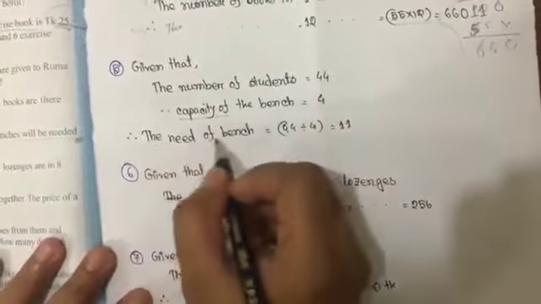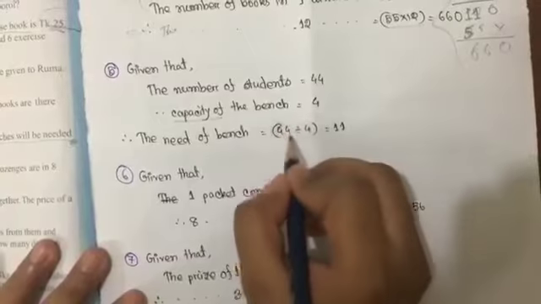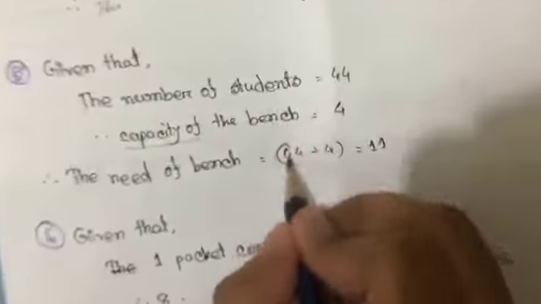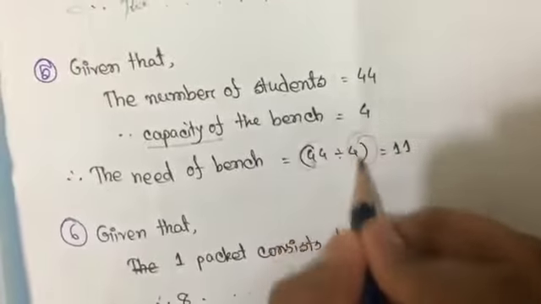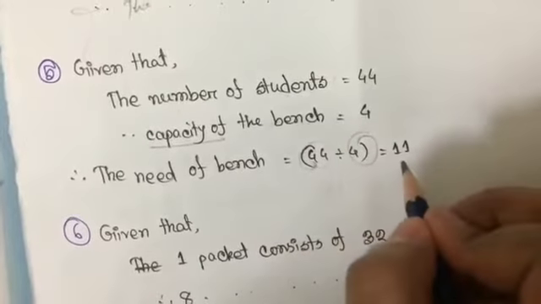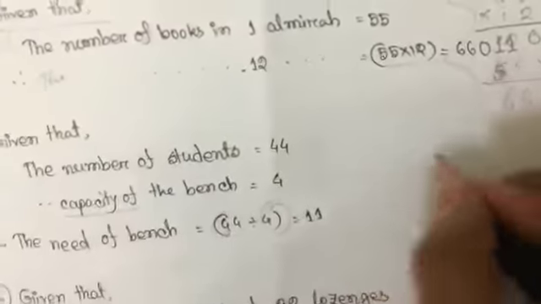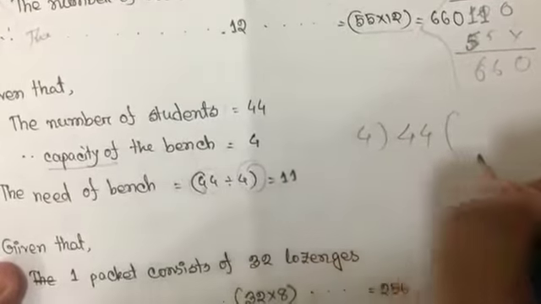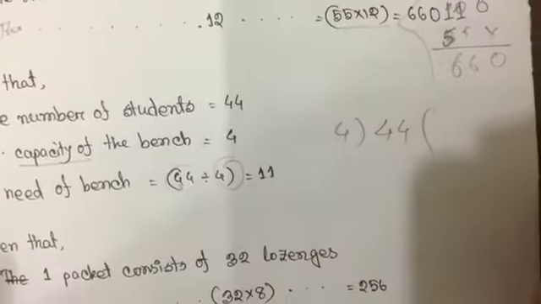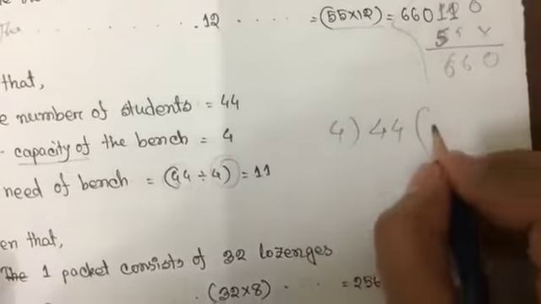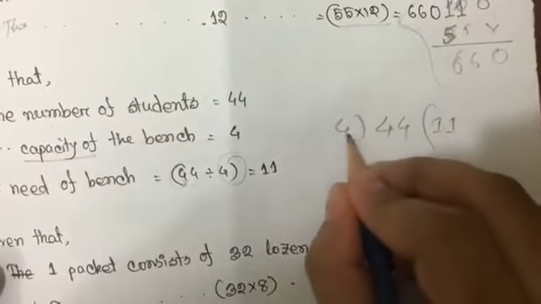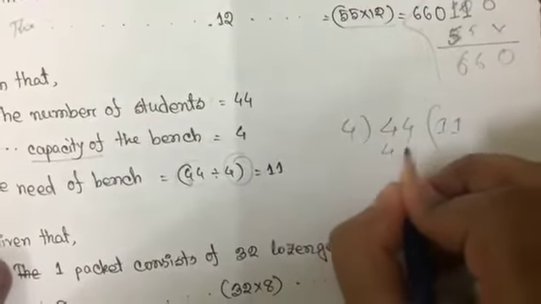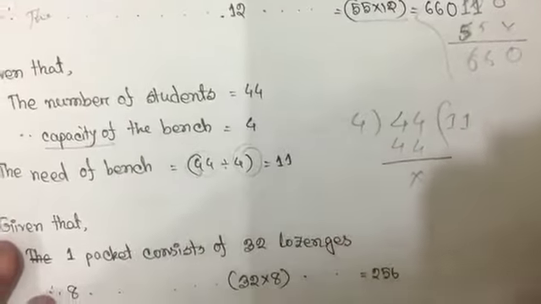Then the need of the bench is what? We obviously need to divide the number of students by the capacity of the bench, and this is how we get the answer. Just like the rough, 44 by 4. Here we have a timetable of 11, right? 11, yes, 4 and 44, yes. This is how you need to figure it out.